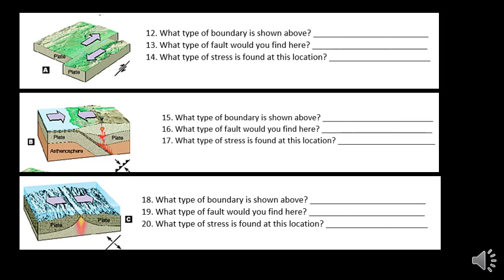What type of boundaries are we finding in faults and stress? Well, where they're sliding past each other, of course, that's going to be a transform boundary or a strike slip boundary. The fault that we had there, again, would be a strike slip fault. This would be like the San Andreas fault.